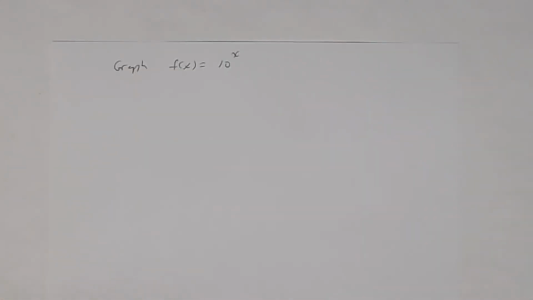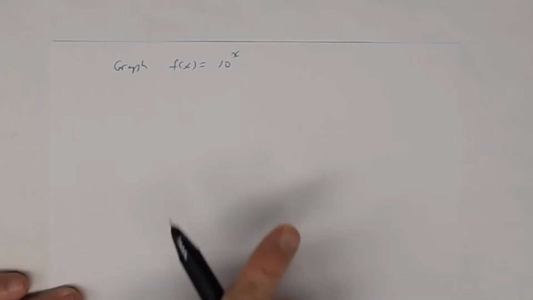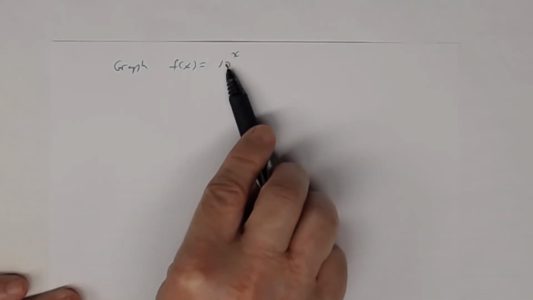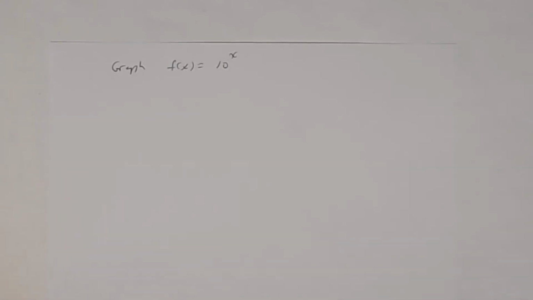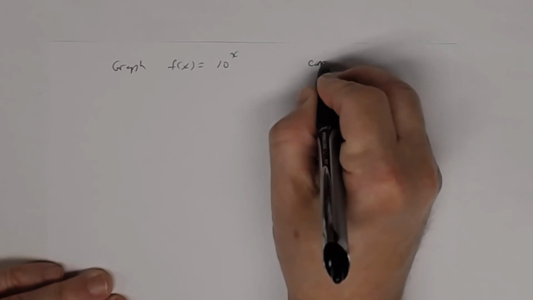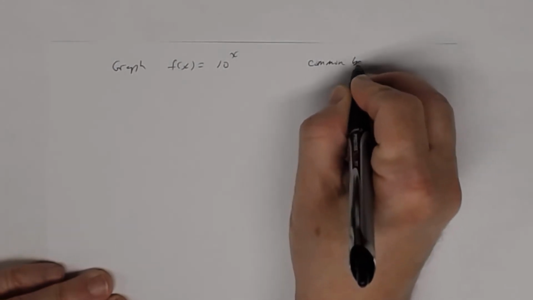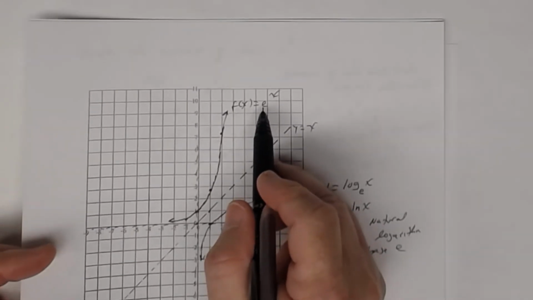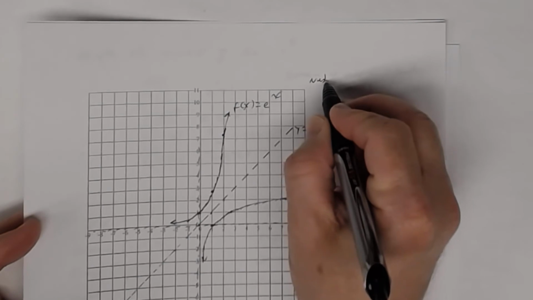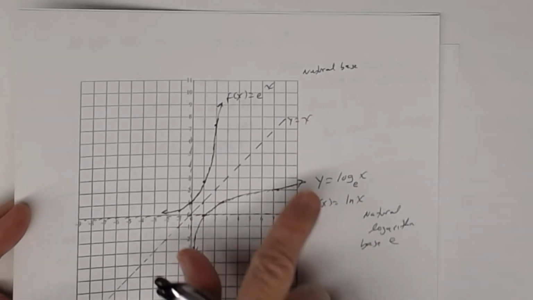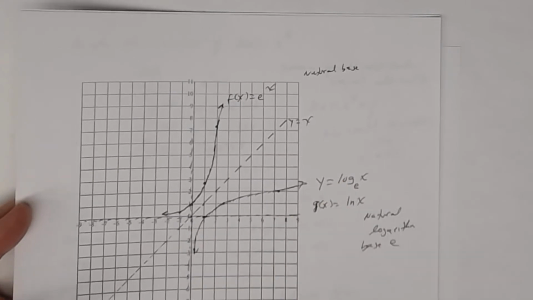All right, and then finally we're going to look at an exponential function where the base is 10. Now remember, when the base is 10, this is called a common base, C-O-M-M-O-N. When the base was e, that was called the natural base. So natural base, and that's why we call it a natural logarithm. Natural base, natural logarithm.